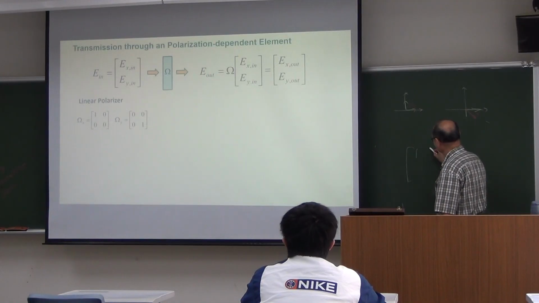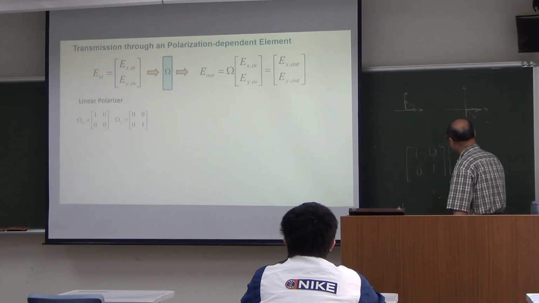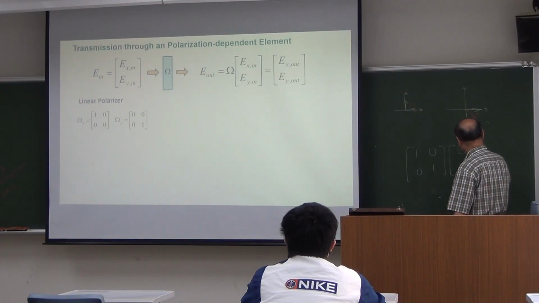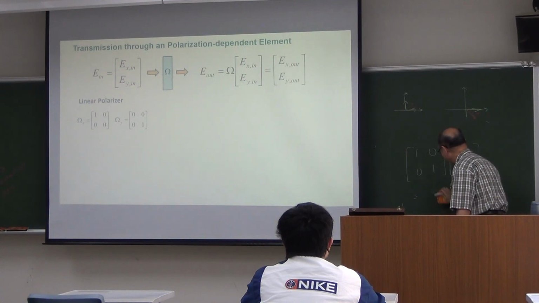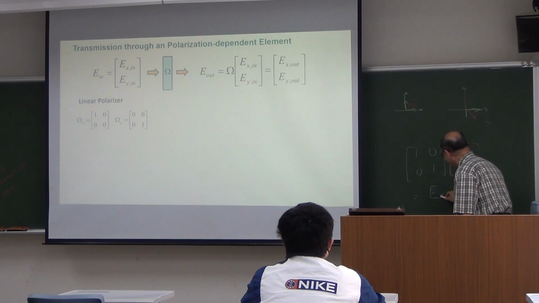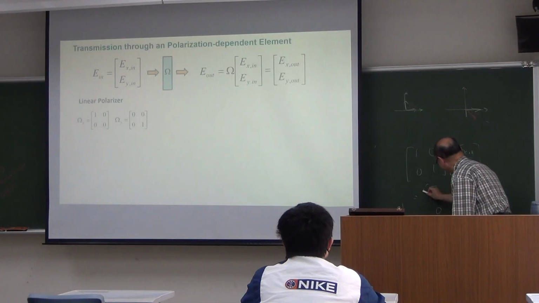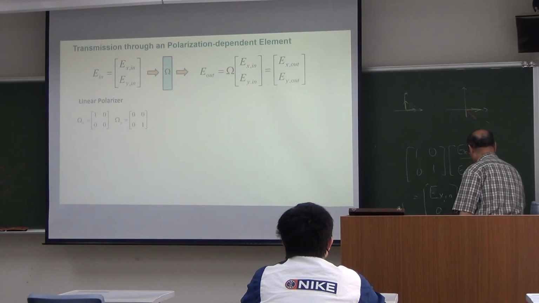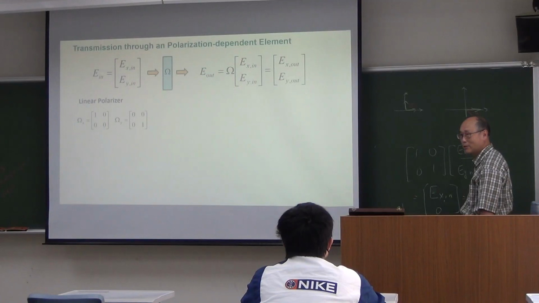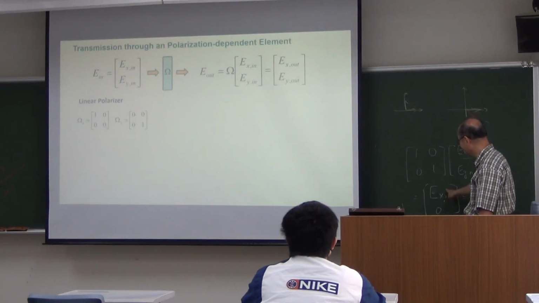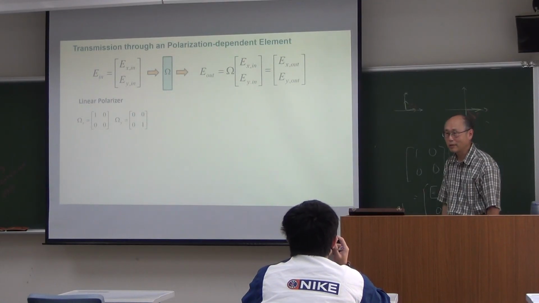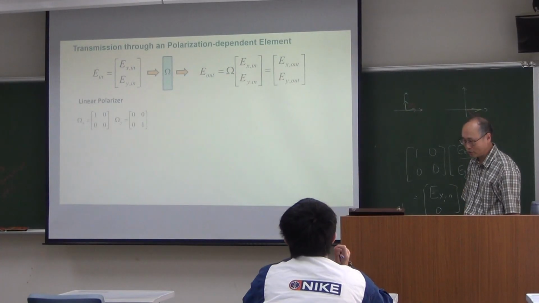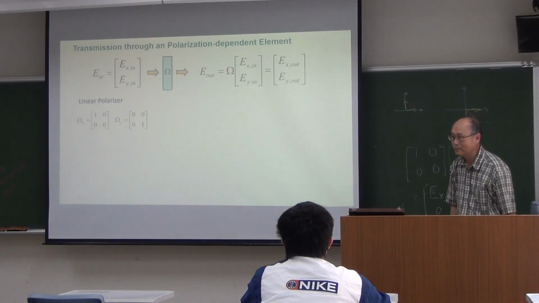For example, with the matrix 1 0 0 0, if you have an input Ex, Ey, you end up preserving the Ex term. And this is your output, the Jones vector. You're preserving this term. So this is indeed the Jones matrix of the X polarizer.